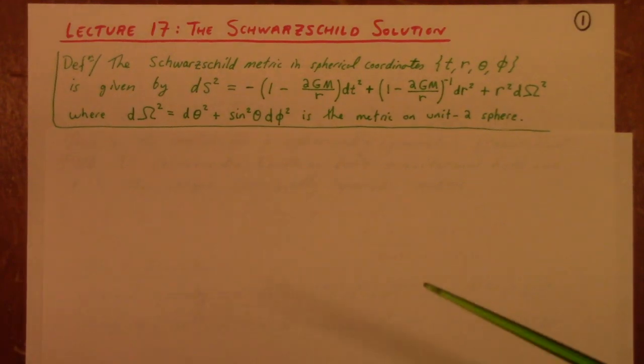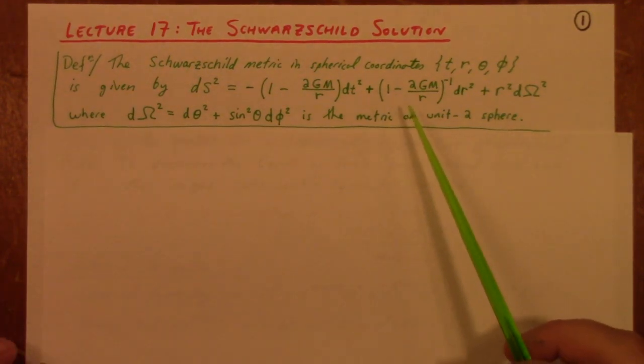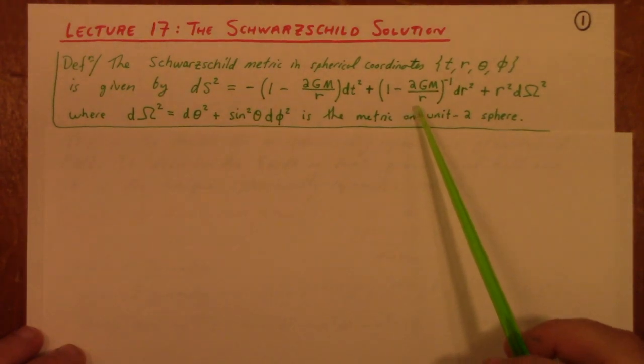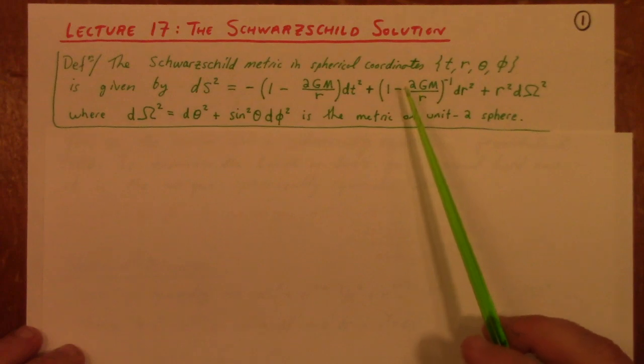So welcome to Lecture 17 of my General Relativity course. Today we're covering essentially Chapter 5 of Sean Carroll's book, which is on the Schwarzschild solution.